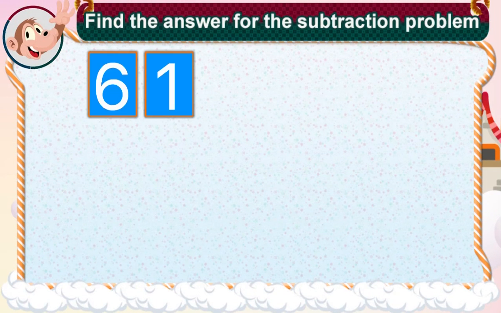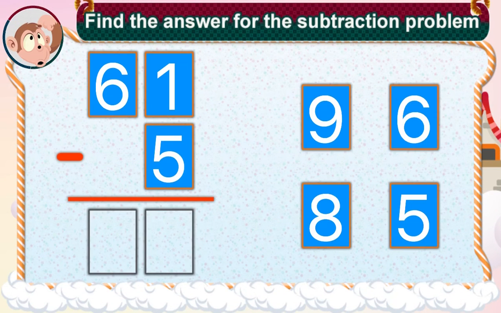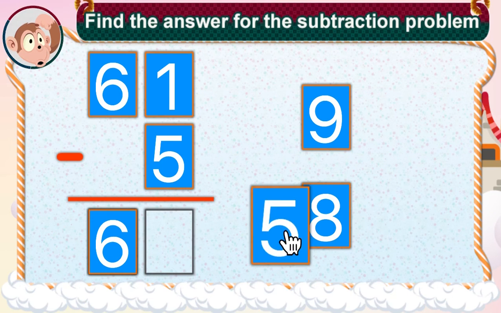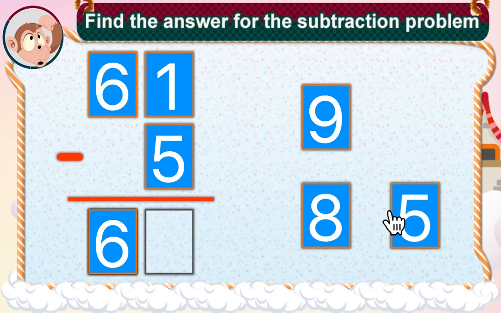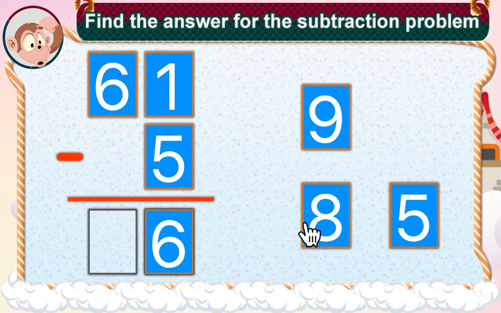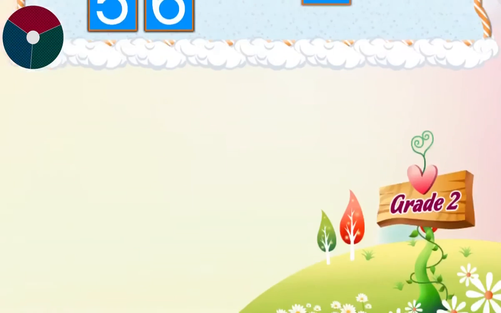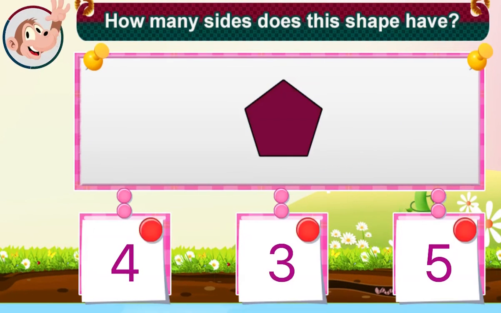Find the answer to the subtraction problem. Six, five. How many sides does this shape have? Five.